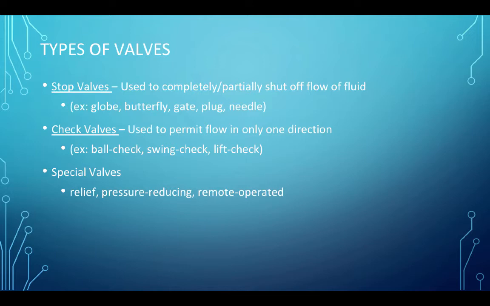The needle valve is a special kind that's actually used to partially shut off flow. It can be used to accurately change the diameter in the valve body of the flow area, giving fairly precise control of volumetric flow rate.